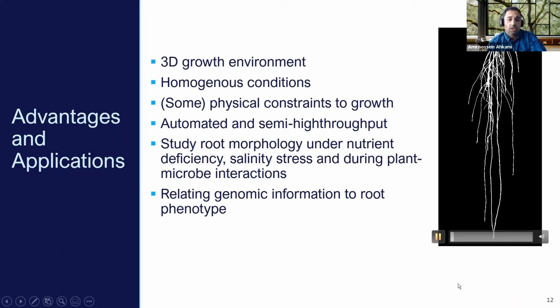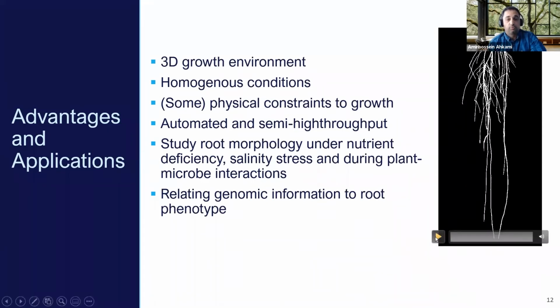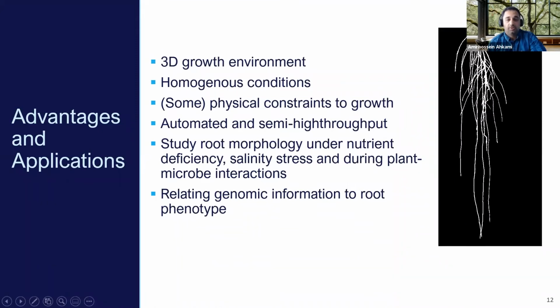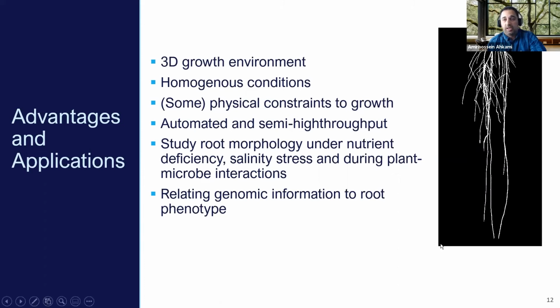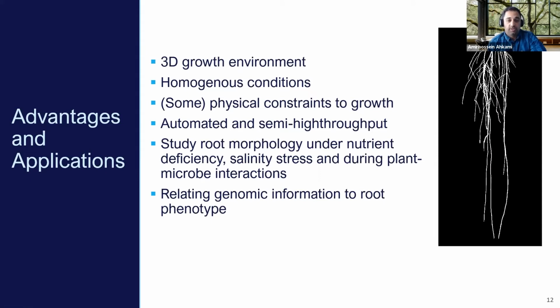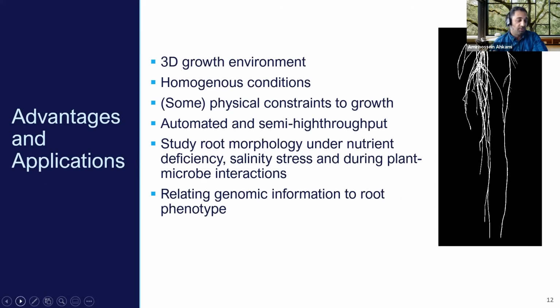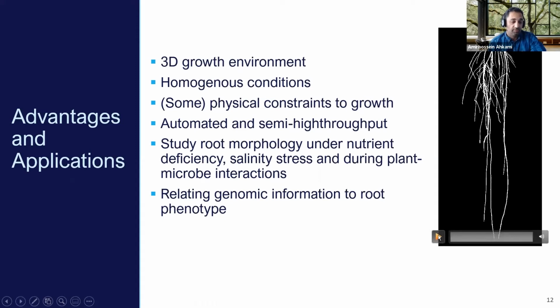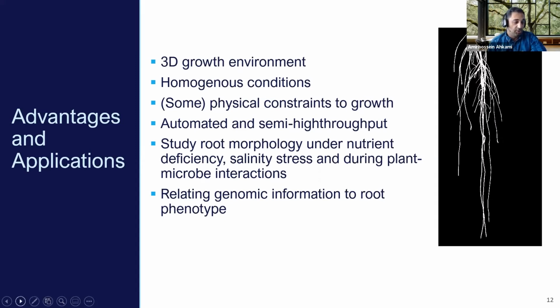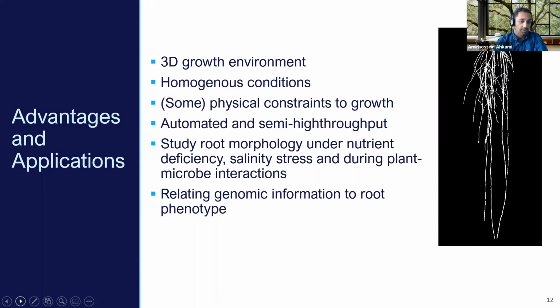As for applications, we can use this to derive root traits and study root morphology under nutrient deficiency, under salinity stress, or even during plant-microbe interactions. And the data derived from NARI could relate genomic information to root phenotype. If establishing a link between root system architecture and genotype is a major goal of a study, then it usually requires the measurement of root phenotypes, which we can provide through automatic analysis of digital images that we can take with the NARI system. Next slide, please.